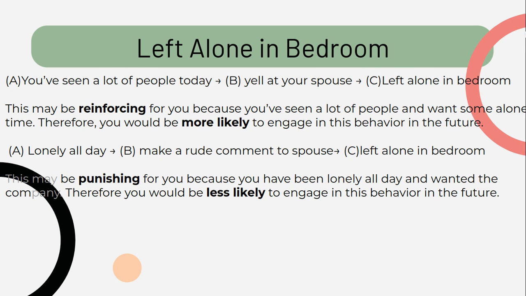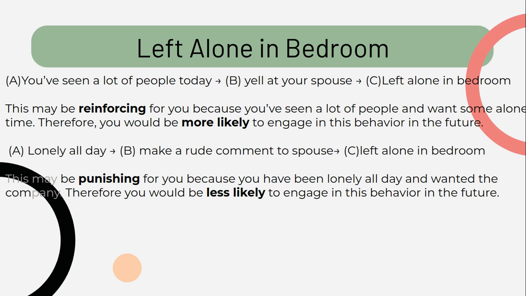In our third example, we have being left alone in the bedroom. So let's say in this first example, the antecedent is you've seen a lot of people today. You've had a busy day and you've seen lots of people, and the behavior that you engage in is yelling at your spouse. And the consequence to that is that he or she leaves you alone in the bedroom.